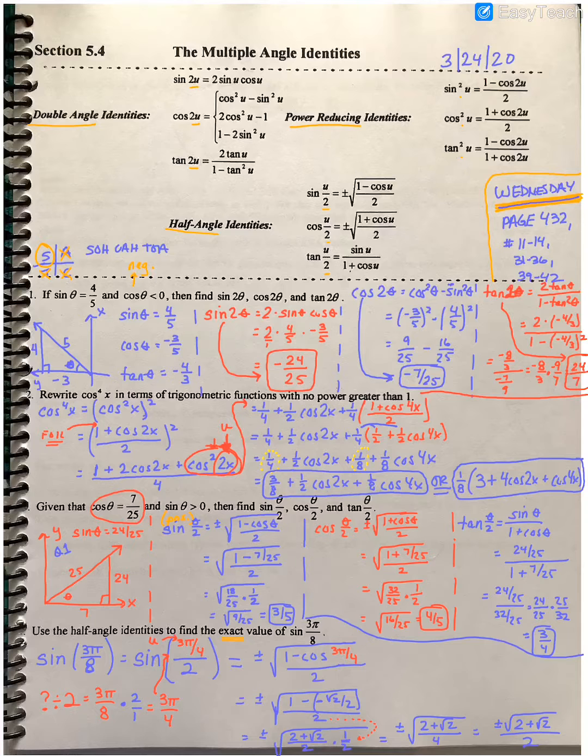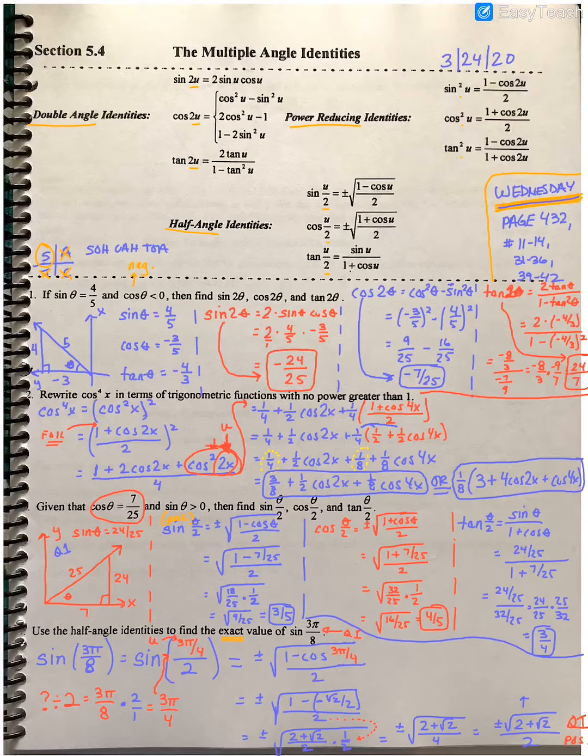Okay. One last thing. Plus or minus, which is it? We were asked to find the exact value of sine of 3 pi over 8. And where is 3 pi over 8, I guess is what I'm asking. 3 pi over 8 is in quadrant 1. And since that's in quadrant 1, what do we know about quadrant 1? Quadrant 1 is positive.